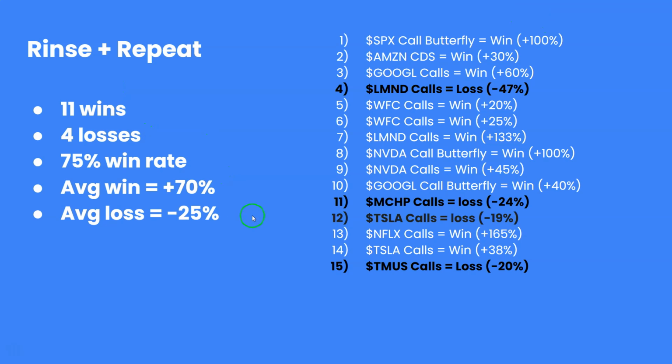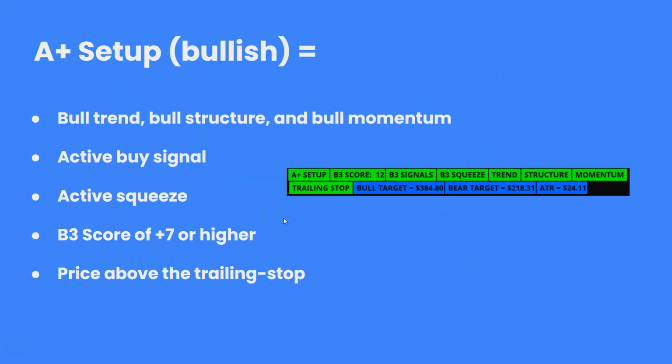Literally all I'm doing, sitting here all day long, is waiting for that label to either go green or red. It goes green, I get long. It goes red, I get short. If it is none of the above, I'm going to go walk my dog. So now the next question is, how do we find our A plus setups?